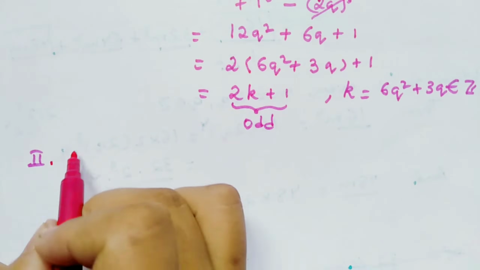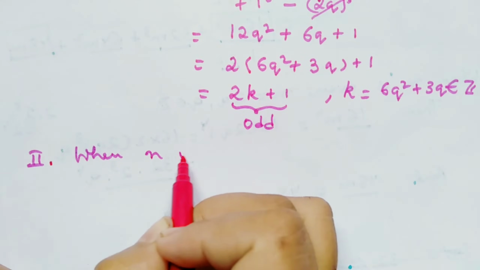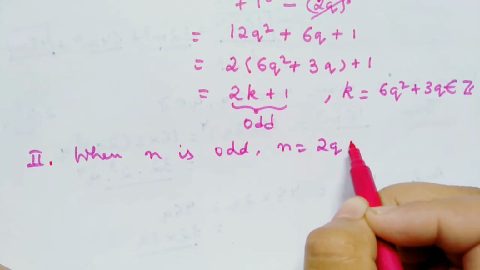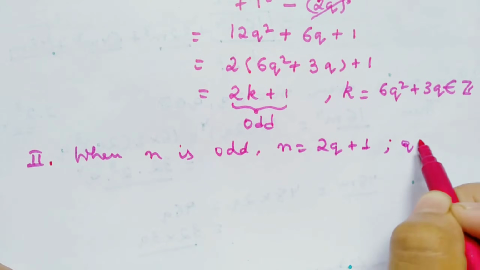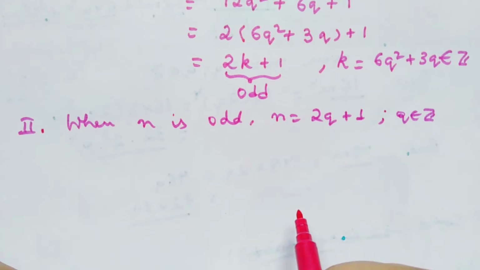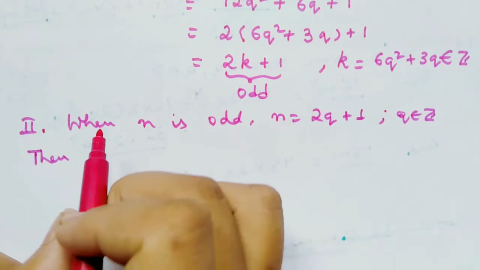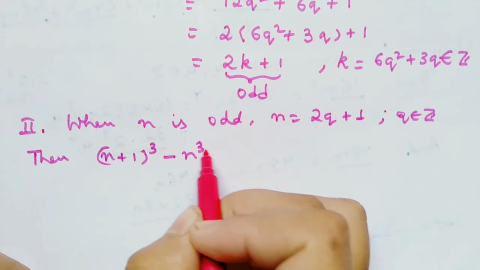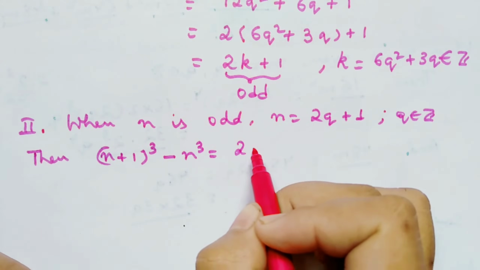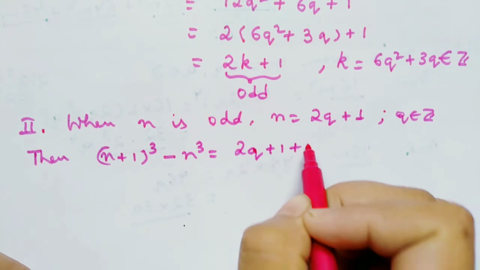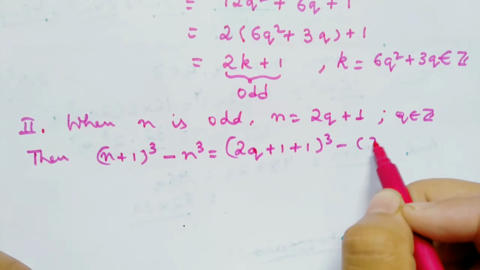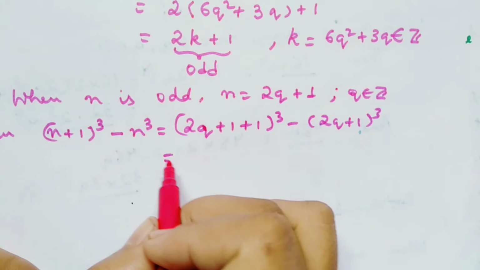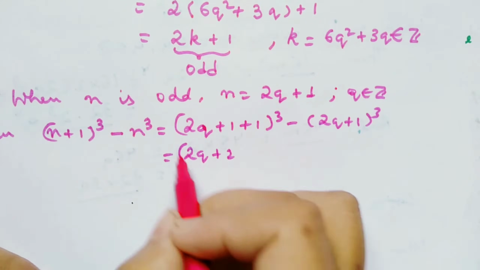Now second case, when n is odd, then n is equal to 2q plus 1, q is an integer. Then (n plus 1) cubed minus n cubed is equal to (2q plus 1 plus 1) cubed minus (2q plus 1) cubed. From here we have 2 like this.